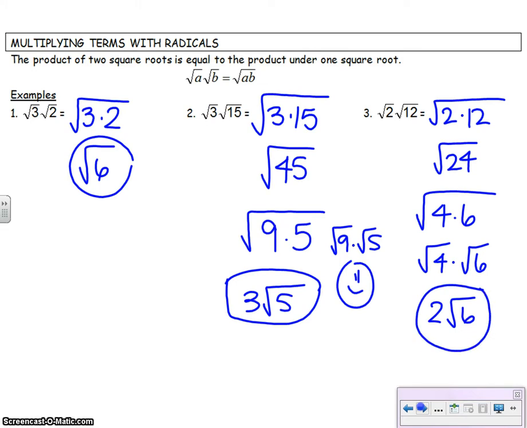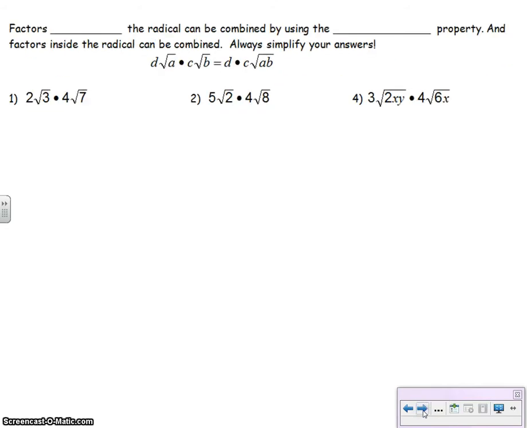And the last thing we're going to talk about is what happens when we're doing some more multiplication. You can fill in those blanks if you would like. I think it's easiest if we have d square root of a times c square root of b, that's the same as d times c times the square root of a times b. So basically we're multiplying the outsides, multiplying the insides.